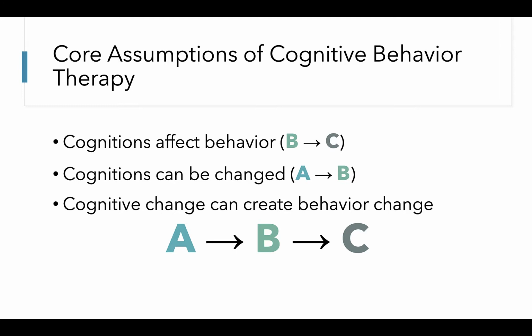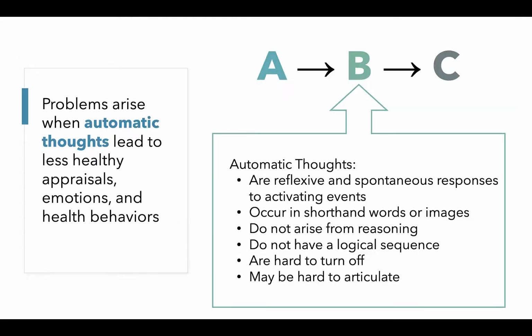Instead, we can help them develop thought patterns where their reactions are more constructive and better supportive of their health and weight loss goals. So there can be many reasons why an individual's cognitions about their experiences are problematic. In particular, we know that problems arise when we have automatic thoughts that lead to less healthy appraisals, emotions, and health behaviors. These automatic thoughts are reflexive and spontaneous responses to activating events. This means they're not typically logical, but rather much more emotional. They can occur in shorthand words or images, so quick flashes that immediately follow an activating event. They don't arise from reasoning and often don't have a logical sequence.